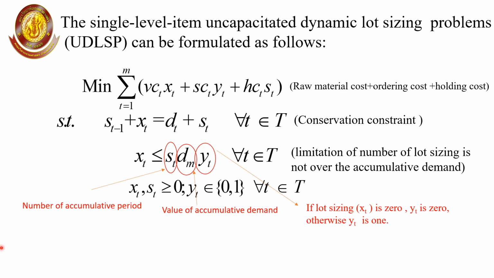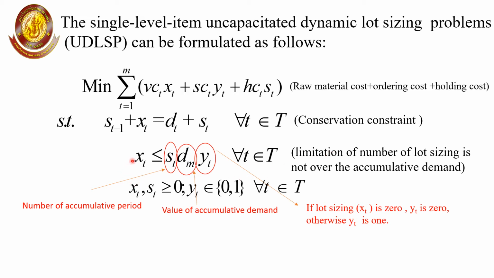Mathematical formulation of UDLSP can be explained as follows. The first constraint minimizes the summation of raw material, ordering and holding costs. Second, the conversion constraint, including the summation of starting inventory and lot sizing, equals the summation of demand and ending inventory. The third constraint is the limitations of lot sizings.